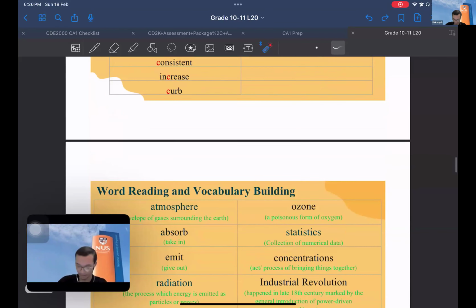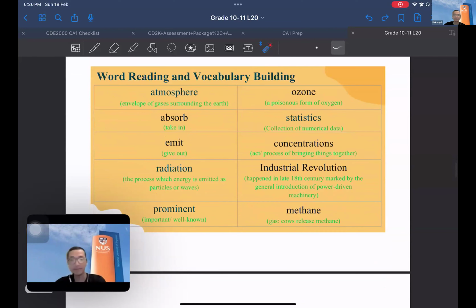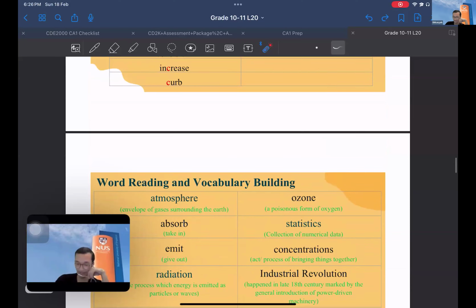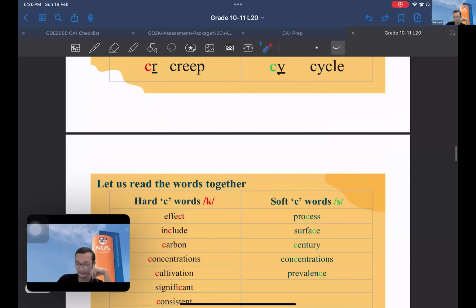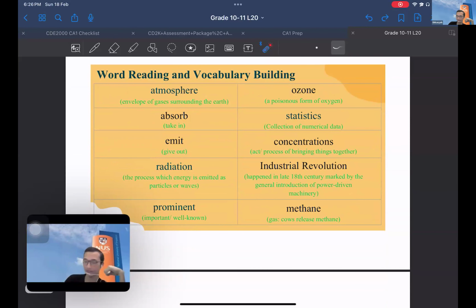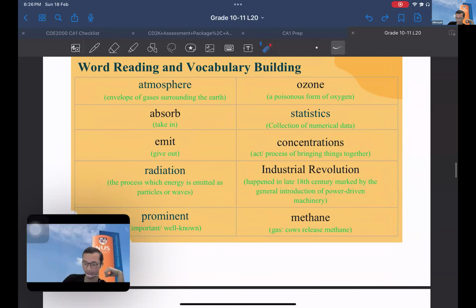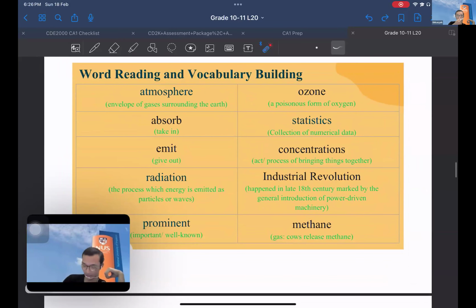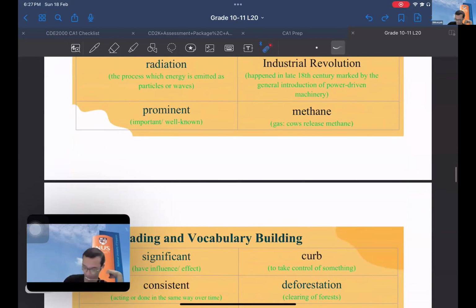On to the next one. Word reading and vocabulary building. This one is not really related to the previous section of the lesson. It's just exploring your vocabulary, and we're introducing you to new words that you may have seen before, but maybe you don't know the meaning. So we're just gonna go through that and how to pronounce them. We have 3 pages of this.